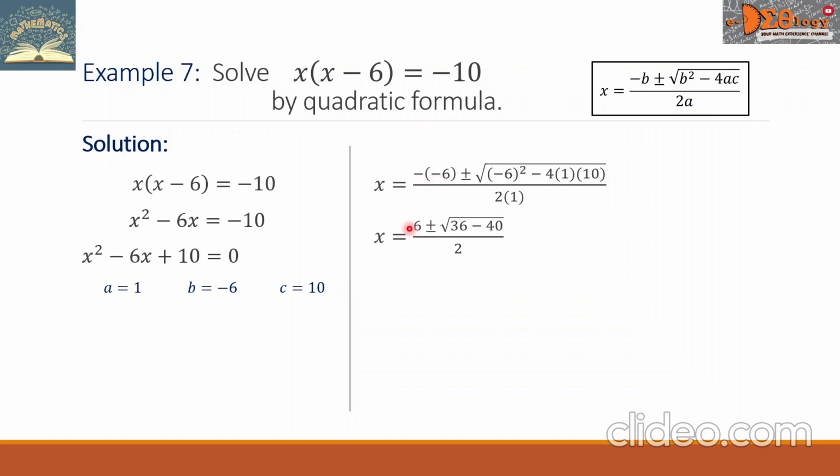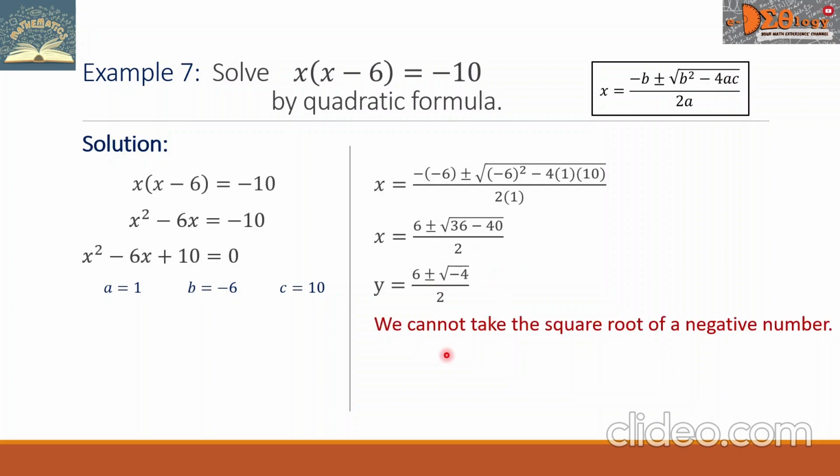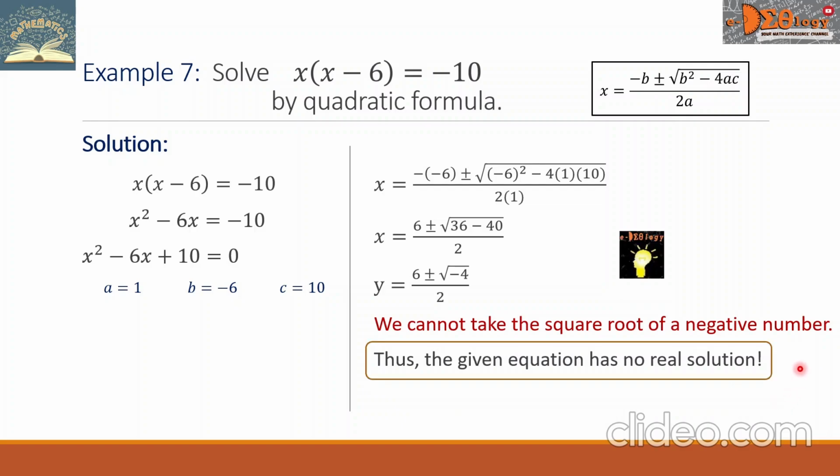Negative and negative becomes positive 6 plus or minus the square root of negative 6 squared, which is positive 36. Then we multiply 4 times 1 times 10. So we have here minus 40 all over 2 times 1 is 2. When we simplify the radicand, 36 minus 40 gives us negative 4. We cannot simplify this square root because we cannot take the square root of a negative number. So we stop in here. Thus, the given equation has no real solution. This is our answer.